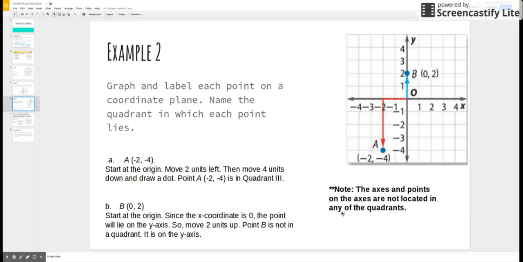Make a note, the axes and points on the axes are not located in any of the quadrants. In other words, if I asked you what quadrant is point B located in, you would tell me that it's not located in a quadrant. It's on that y-axis.